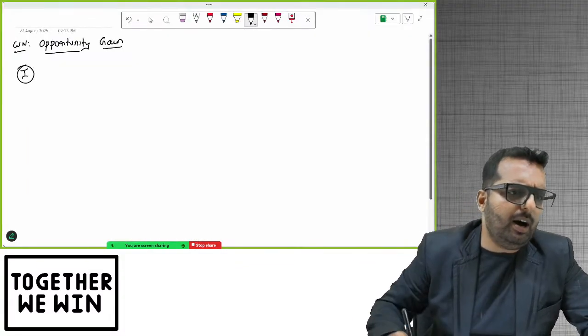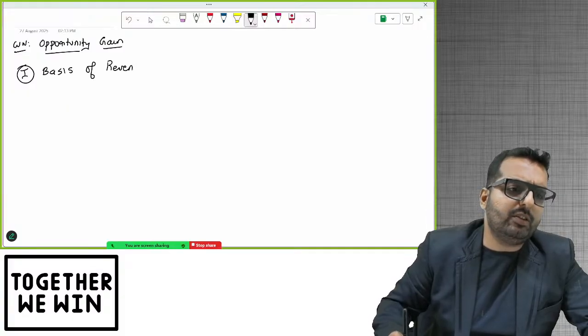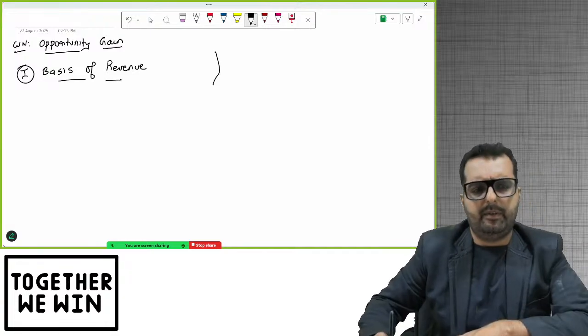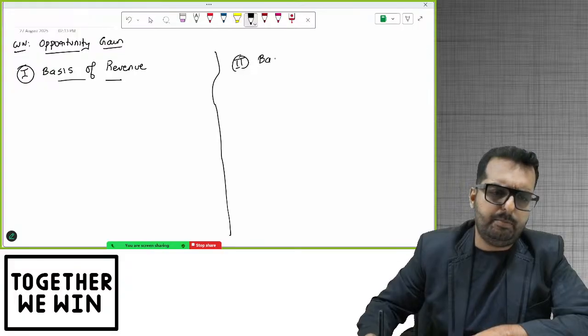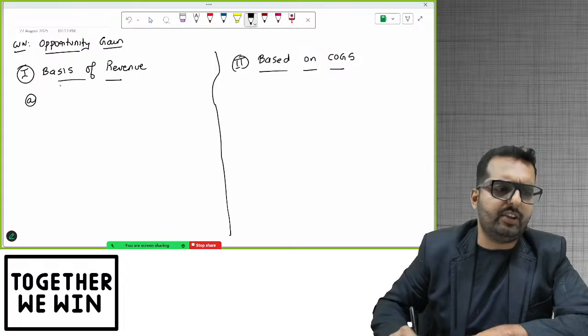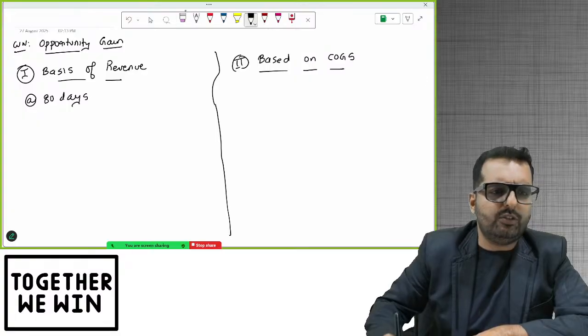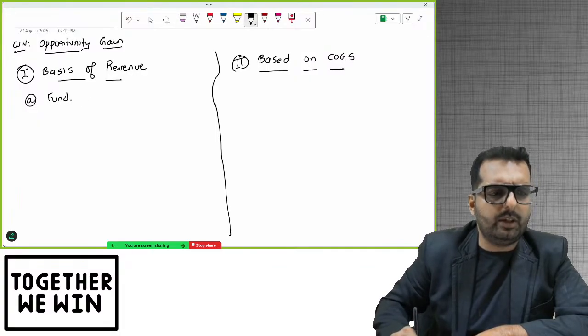So first part will be, we can do it on the basis of revenue, or we can do it on the basis of cost of goods sold. There are two approaches, as I told you, correct? So here, let us check. If it is based on revenue, initially when it was 80 days credit, can I find out how much was my fund blocked?